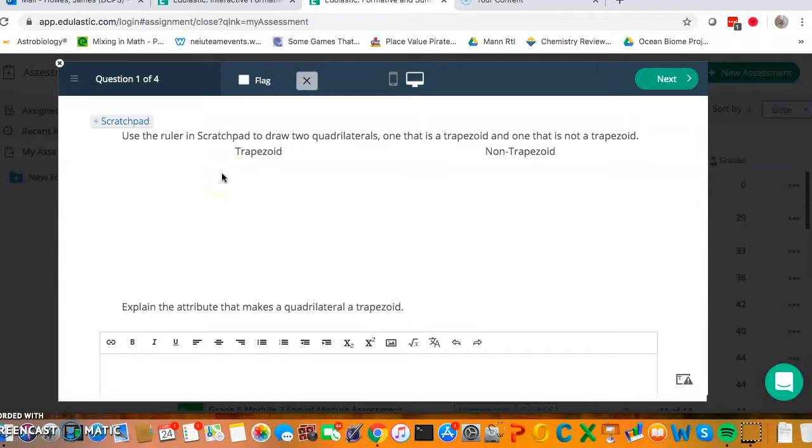All right, here we go. So we have the first question of this week's Edulastic quiz. Use the ruler in Sketchpad to draw two quadrilaterals, one that is a trapezoid and one that is not a trapezoid.